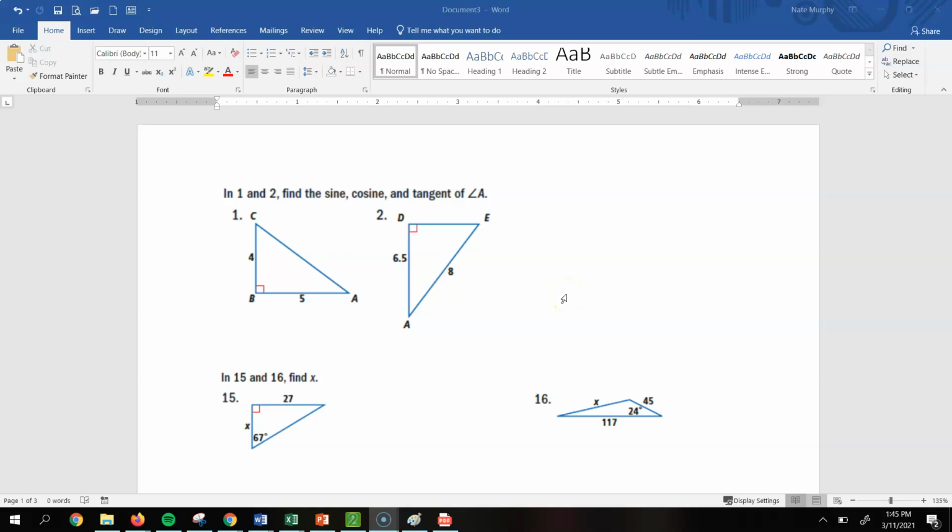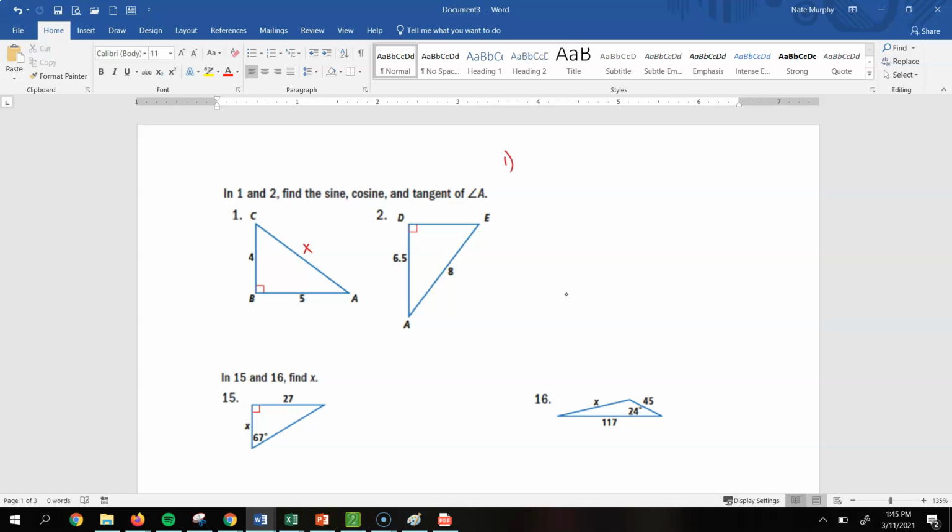All right, and let's start with looking at number 1 from your review. Now, when we look at number 1, we're going to have to find the sine, cosine, and tangent of angle A. Now, to find the sine and cosine of angle A, I need to know the hypotenuse. And for this one, we don't know the hypotenuse yet, but it's a right triangle, so we can use Pythagorean Theorem to find out what that hypotenuse would be.